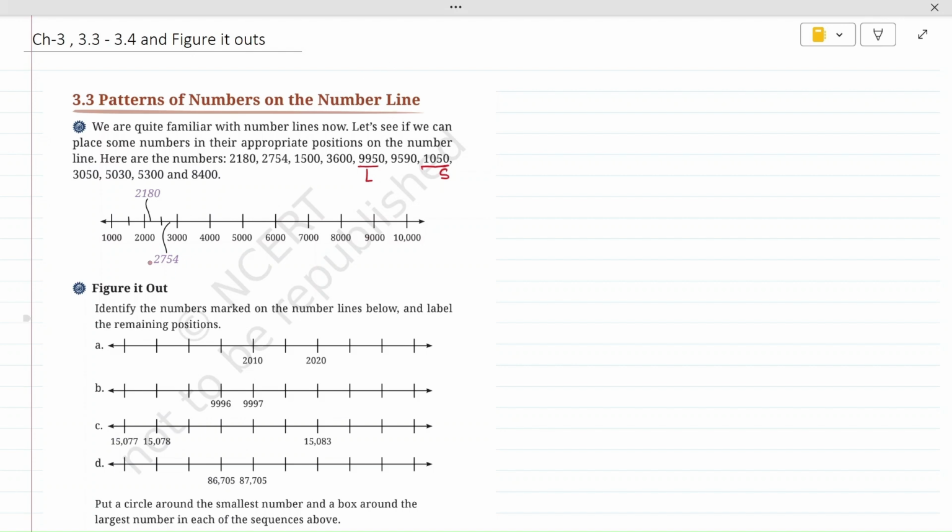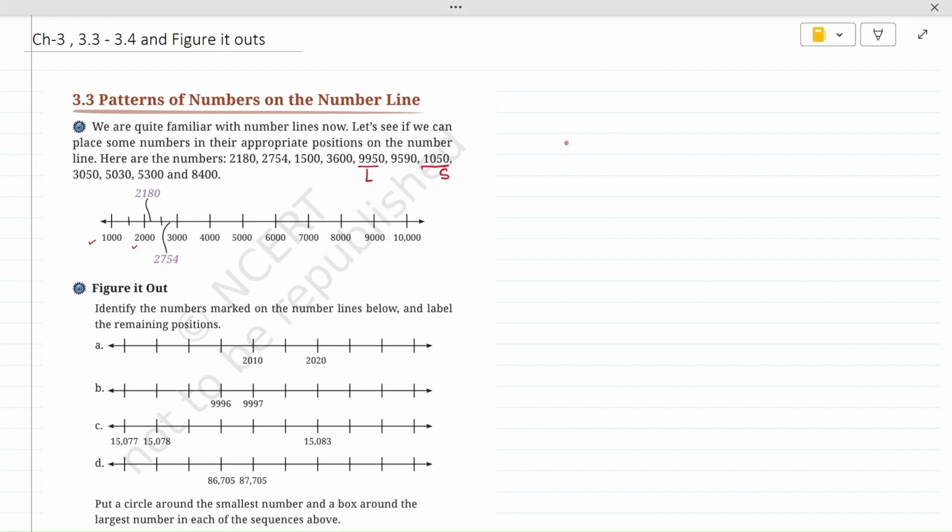So what we have done now is we have created a number line and it starts from 1000. This number line is starting from 1000 and we have intervals given at every 1000 number marked. So we have marked 1000, we have marked 2000, 3000, 4000 up to 10,000. So we have taken an interval of 1000 here.